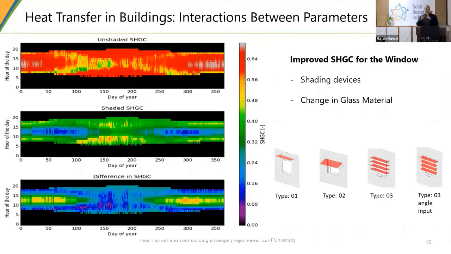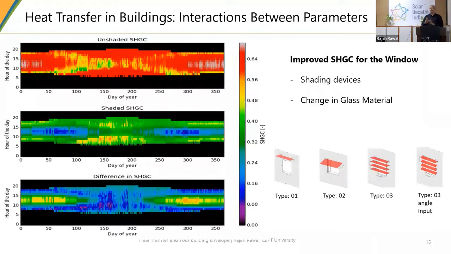And if you don't have a shade on the window, you will have all this red. So your solar heat gain coefficient could be 0.6, 0.7 or so. But the moment you put a shade on top of it, a simple horizontal shade, your solar heat gain coefficient drastically reduces to the range of about 0.4 or 0.3, depending upon where the sun angle is.